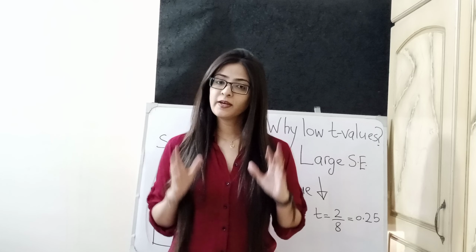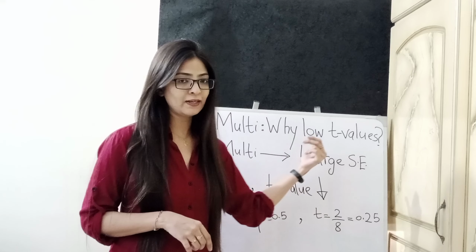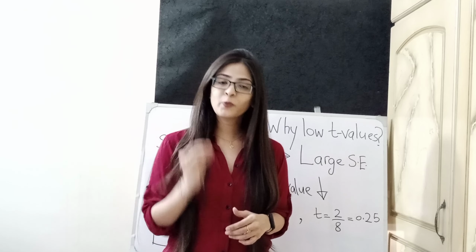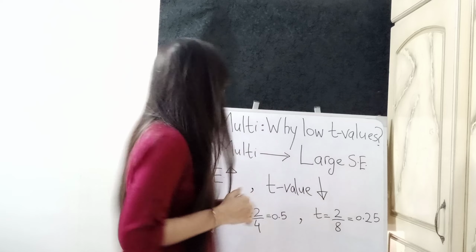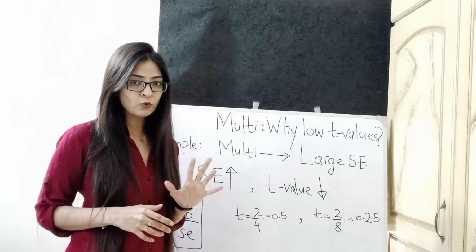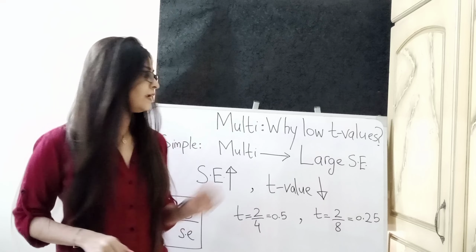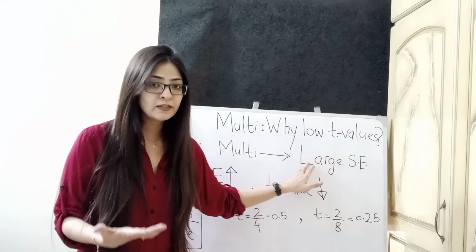So in econometrics, we are always told that in the presence of multicollinearity, we have low t values. So in this video, I'm going to quickly explain why this happens. In order to understand why we have low t values in the presence of multicollinearity, we simply need to remember that in the presence of multicollinearity, we have larger standard errors.